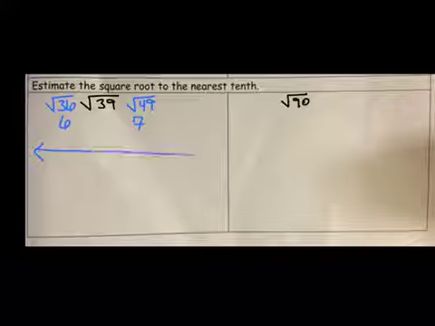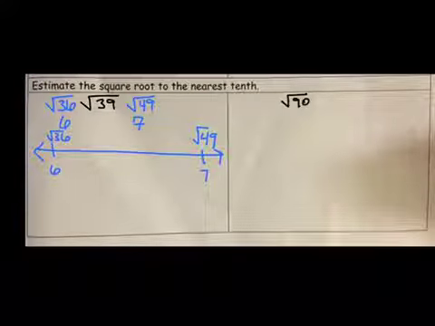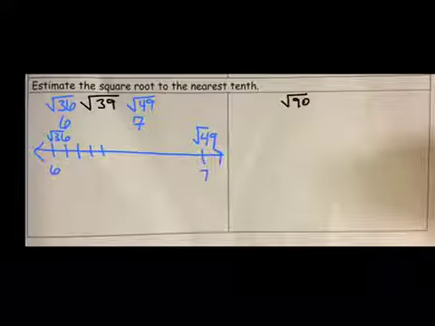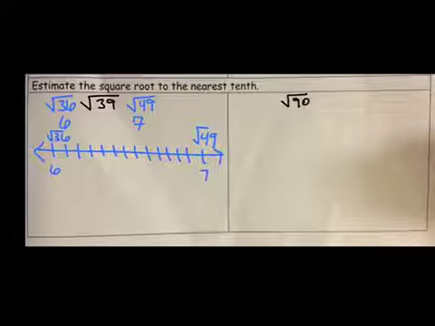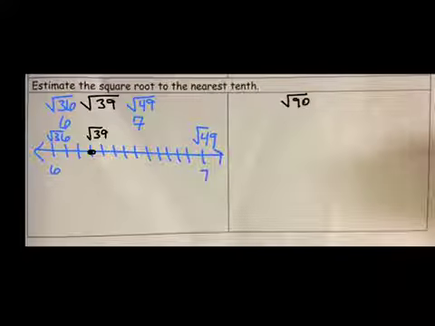Next thing we're going to do is place our numbers on a number line. So this is the square root of 36, square root of 49, 6, 7, 37, 38, 39, 40, 41, 42, 43, 44, 45, 46, 47, 48. Alright, so now we're placing square root of 39 on our number line. So 37, 38, 39, falls about there, square root of 39. So I'm going to take a guess and guess that we're working with 6.3.